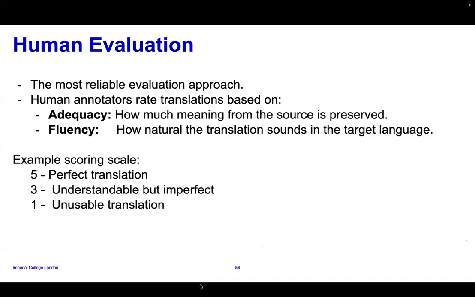Fluency, how natural is it? Like human translation, like man? You can say from 1 to 5, choose fluency. So these are the most reliable way to evaluate machine translation, right?